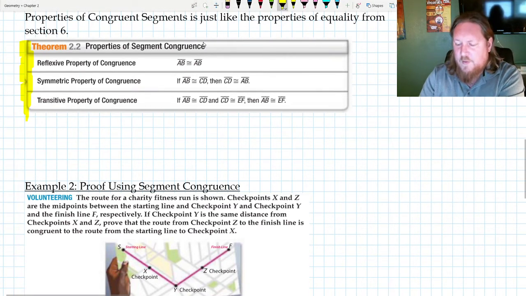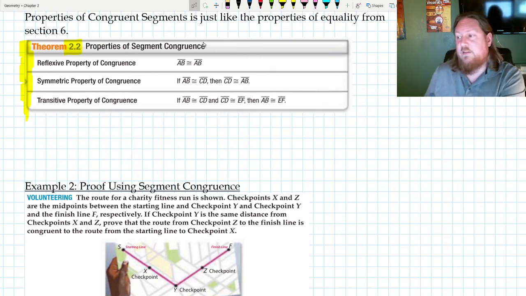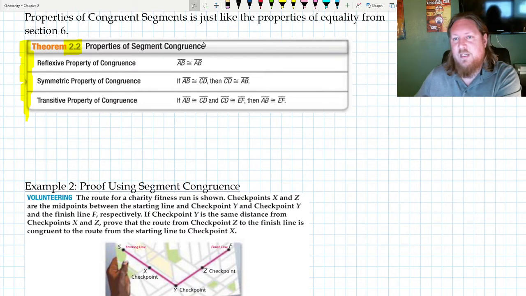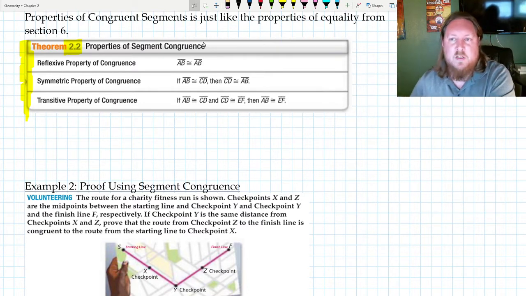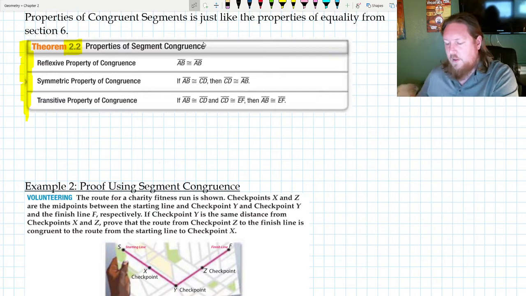And they give a number for the theorem. You don't need to know the number for the theorem, particularly if it has a name. You're just going to want to use the name for whatever it is you're trying to use to justify your proof.